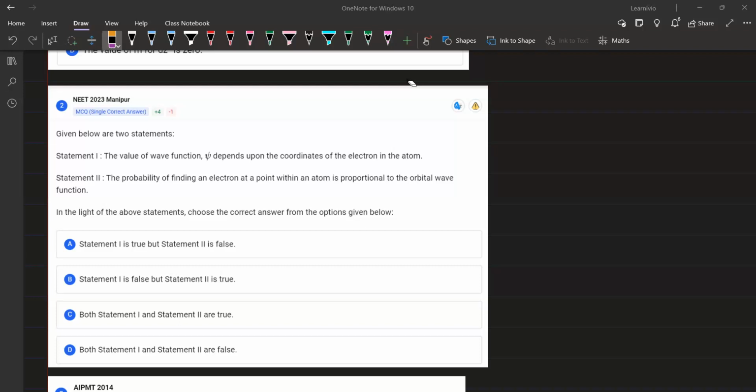See, statement one, the value of wave function psi depends on the coordinates of electron in the atom. The probability of finding an electron at a point within an atom is proportional to the orbital wave function. You have to say, given other two statements, you have to try it. Theorem has answered.